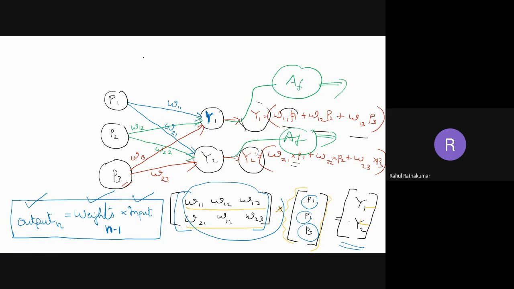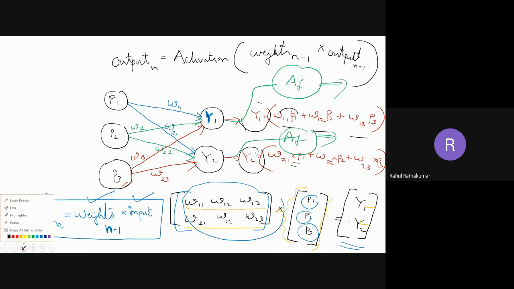Now this output again has to go to the activation function. So the nth output equals the activation function of the weights of n minus one, times the output n minus 1. Okay, so all these things are going to the activation function. So I have to write like this. Whatever output we have got is going to the activation function like this. Output, activation function. Okay, so just for generalizing this thing.